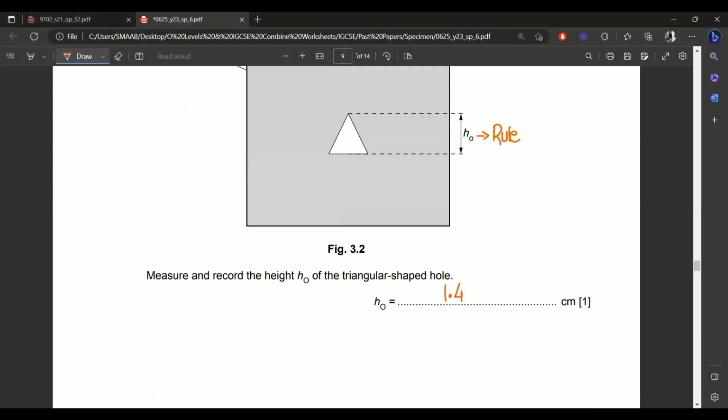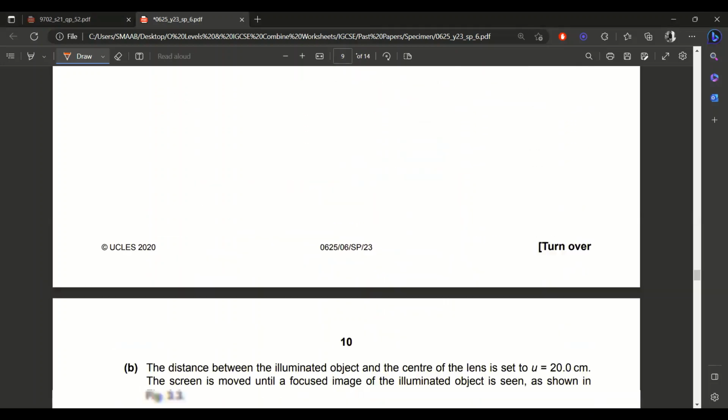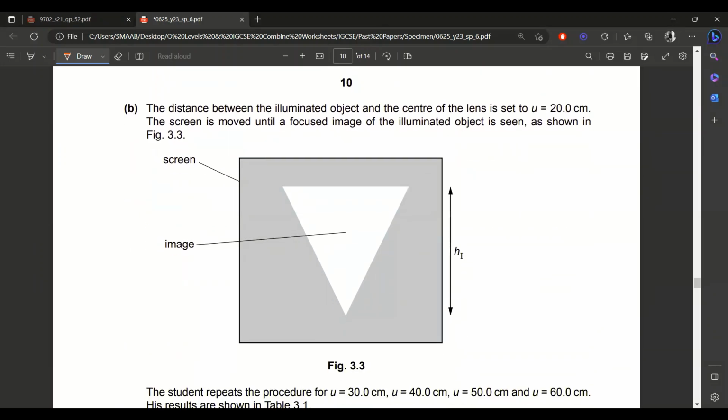So the important thing is you just need to know how to measure the length. You just need to use a ruler over here, right? Not a very difficult task. Further, the distance between the illuminated object and the center of the lens is set to 20 centimeters. So basically this U is the distance between the illuminated object and the center of the lens. The screen is moved until a focused image of the illuminated object is seen, as shown in figure 3.3.